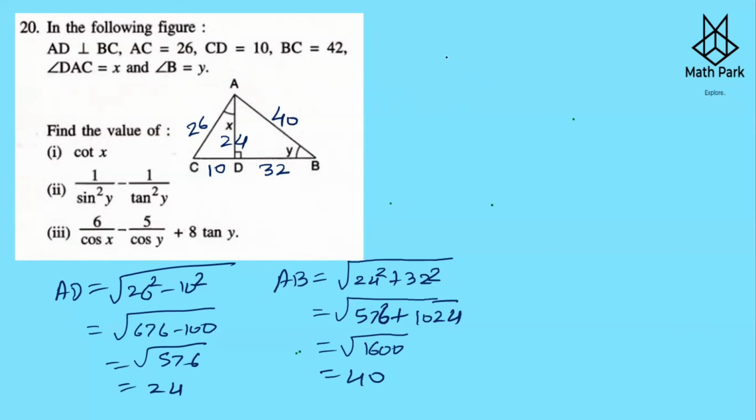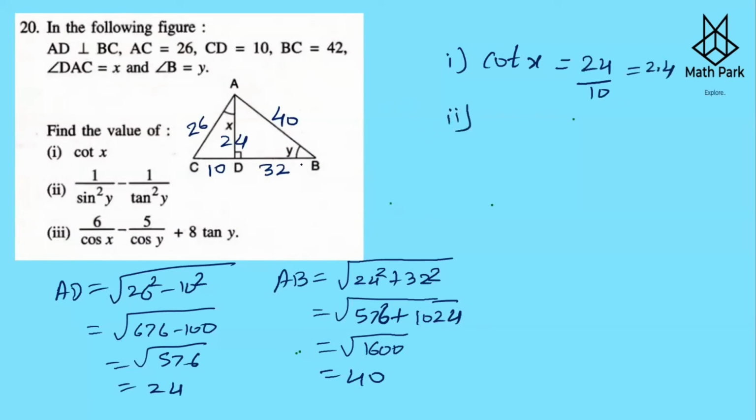Now let us find the first part, that is cot x. So cot x is equal to adjacent upon opposite. So adjacent is 24 and opposite is 10. So it is 24 upon 10. You can write 24 upon 10 or you can write 2.4.